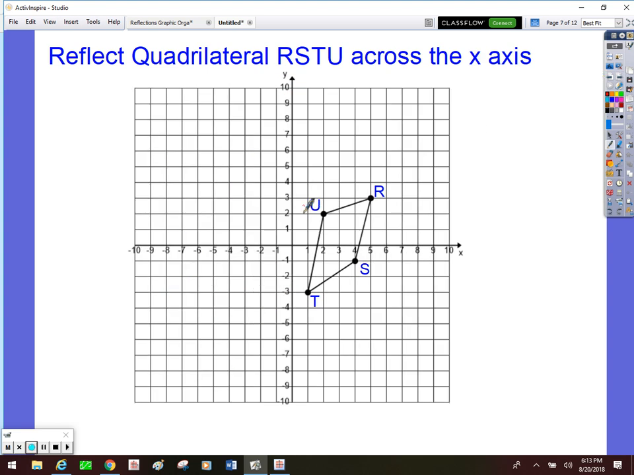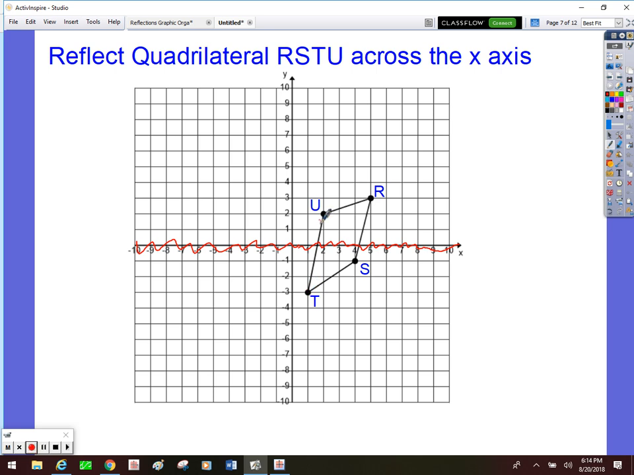Now here's the same shape, but now we're going to change it up a little bit, and we're going to go across the x-axis. I want you to think about this a minute. Take a second, pause the video, and think, what did we do in class today? What is this going to look like? What's different? Pause it, come back to me, and then we'll talk about it.